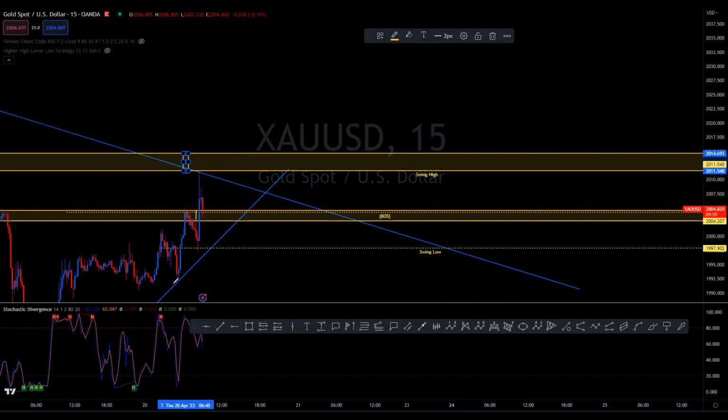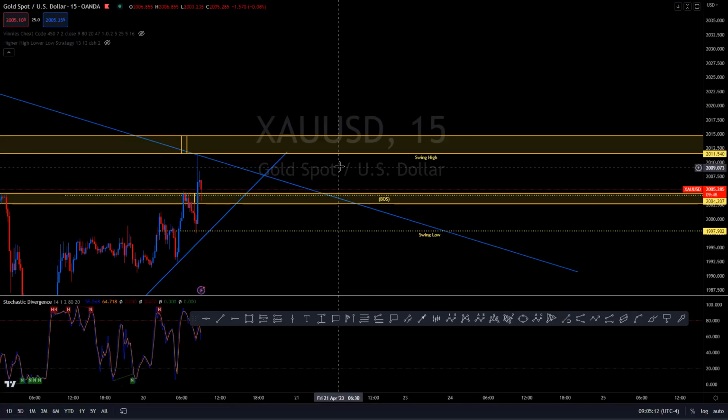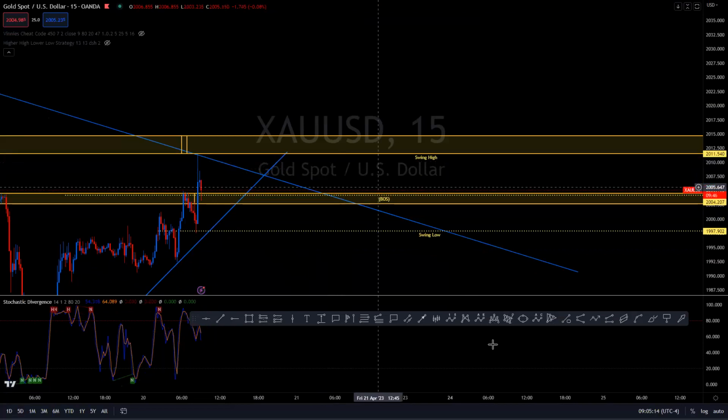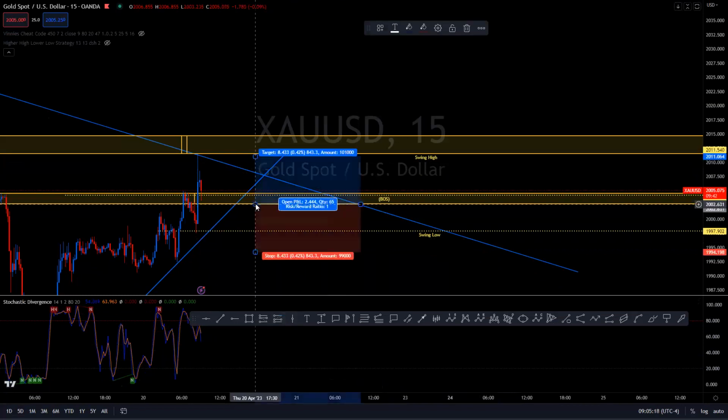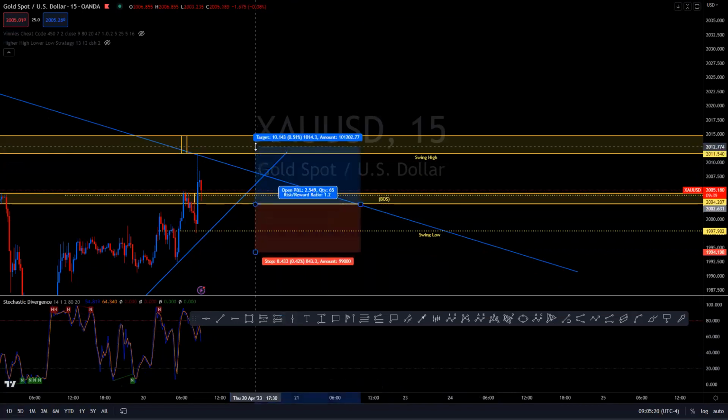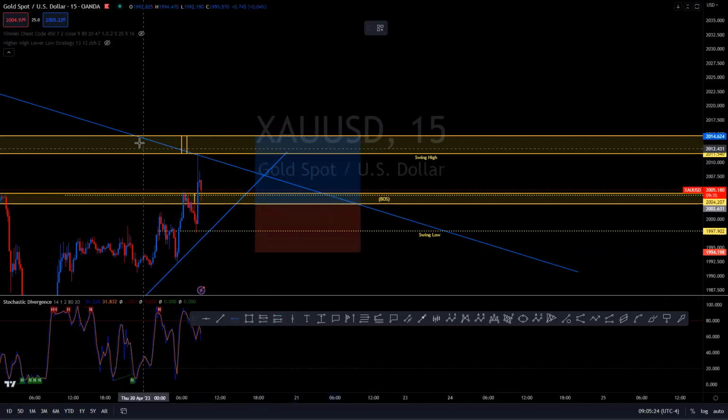And the reason why is because previous highs were broken. So I look at that as price being bullish at the moment. So the very next thing I'm going to do is drop my risk reward tool down here. And I'm looking for price to maybe reach up to here.